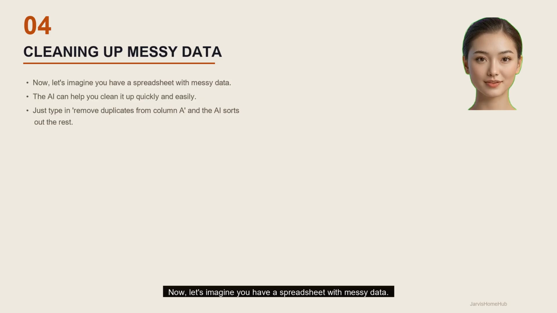Now, let's imagine you have a spreadsheet with messy data. The AI can help you clean it up quickly and easily. Just type in remove duplicates from column A and the AI sorts out the rest.